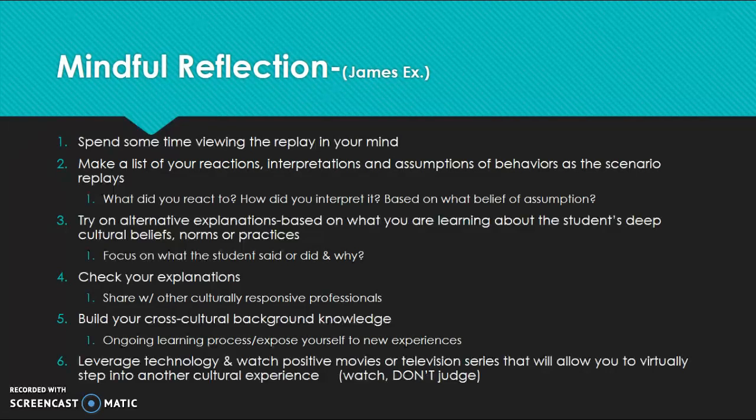So it's always an ongoing learning process, and you definitely need to expose yourself to those new types of experiences, such as what just happened in the James situation. And then leverage technology and watch positive movies, television series. It'll allow you to virtually step into other cultural experiences. And remember, the point of this is to kind of lose your bias, lose your stereotypes of others. So remember to watch, don't judge.